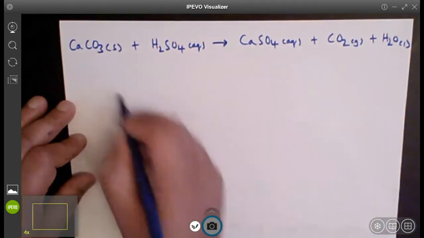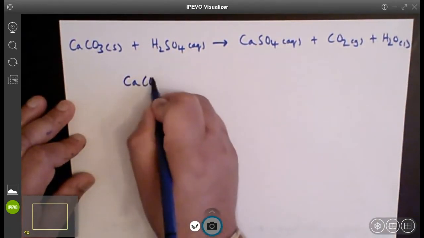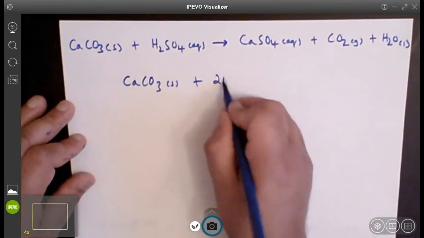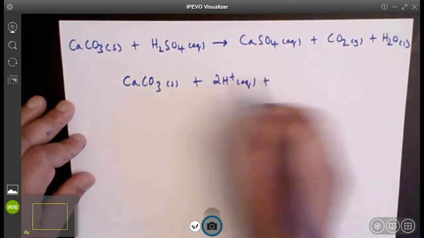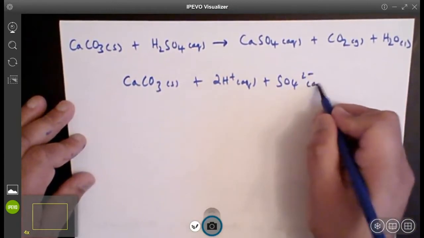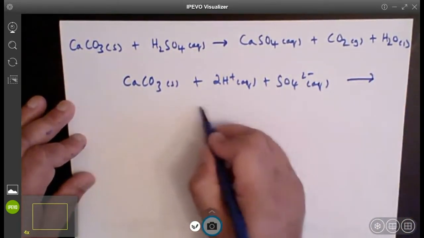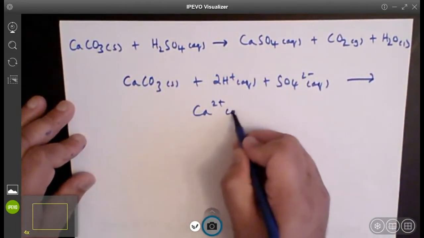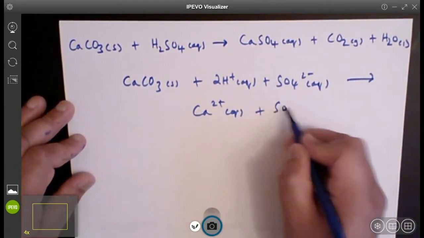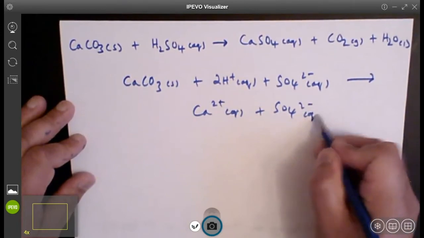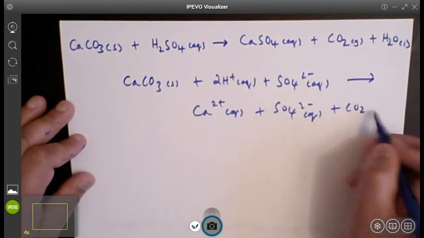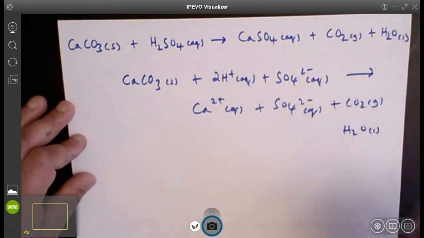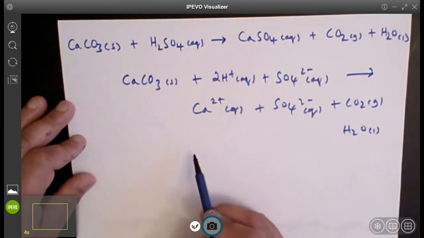So calcium carbonate's a solid, so that won't break up. That's CaCO3, which is the solid. Then you've got the H2SO4 aqueous, that will break up, so that's 2H+, plus the sulfate SO4 2-, and then we go this way, and we've got now calcium sulfate, that will break up, so it's Ca2+ aqueous, plus sulfate SO4 2- aqueous, and the carbon dioxide there, so that's CO2 gas, that won't break up. H2O liquid will not break up either. Now, let's cancel any spectator ions.